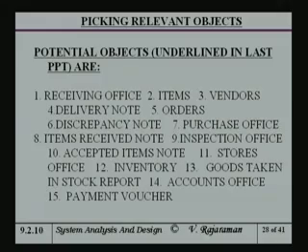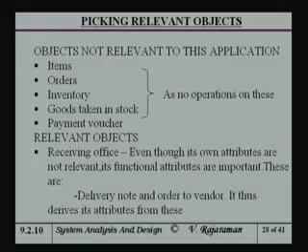So now we have the job of filtering out from this set of 15 potential objects. Let's see if there is any more. Yes, 15 potential objects here, and we take out those which seem to be relevant. Now, how do we start picking out what is relevant and what is irrelevant? This is the most difficult part of any object-oriented modeling.